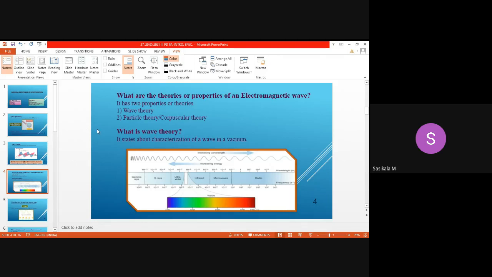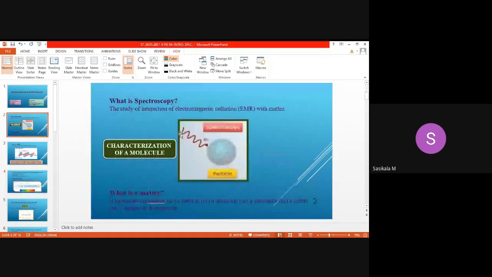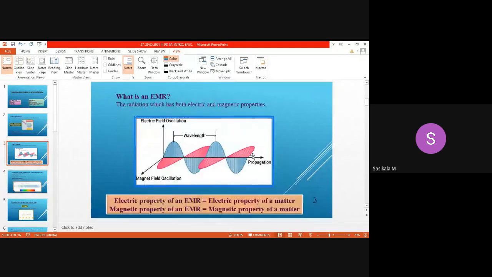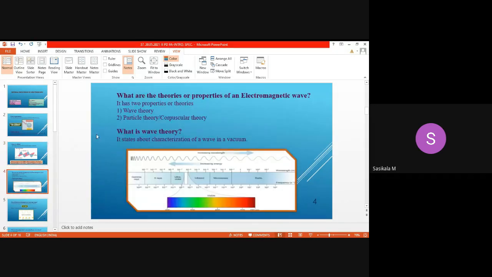Particle or corpuscular theory. So this wave, photons, follows wave theory and it also follows particle theory. Now let's see what is wave theory. It states about characterization of a wave in a vacuum. When it is passed in a vacuum, how can we characterize the waves? What are the parameters we'll be using to characterize the waves? Those are called wave theories. So wave theory is meant to characterize the wave when it is passed in a vacuum.